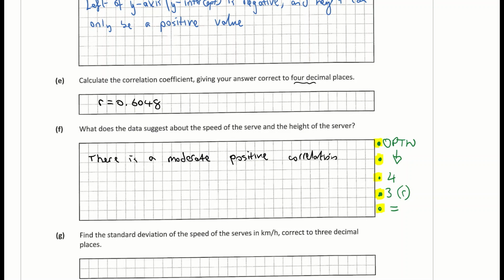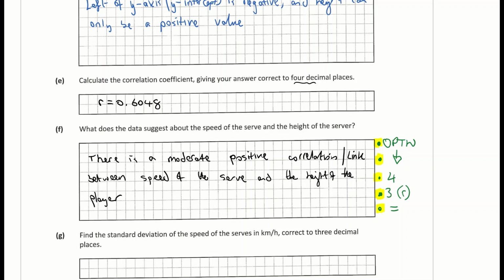And we need to make it in context of the question, so correlation or link, you could say, that's basically what we're trying to do here, a link between the speed of the serve and the height of the player. I think that's sufficient. So we've stated that it's moderate, it's positive, and we've contextualized it to the question.